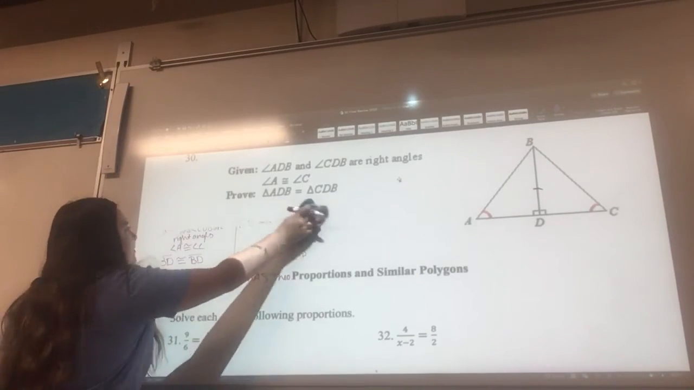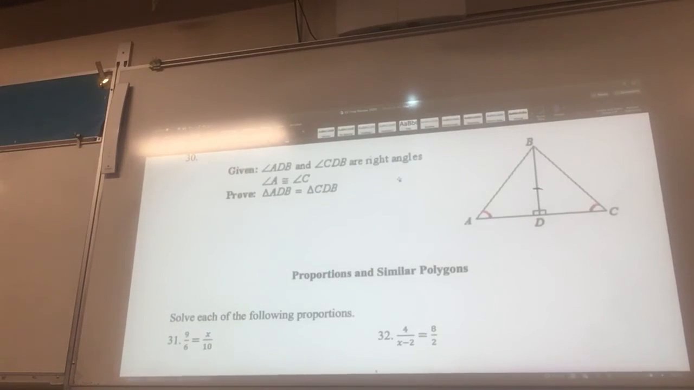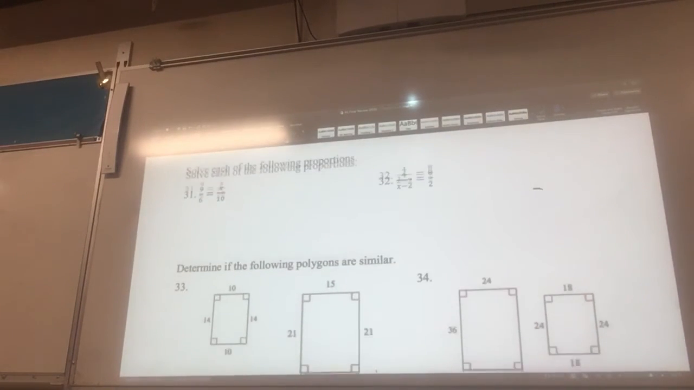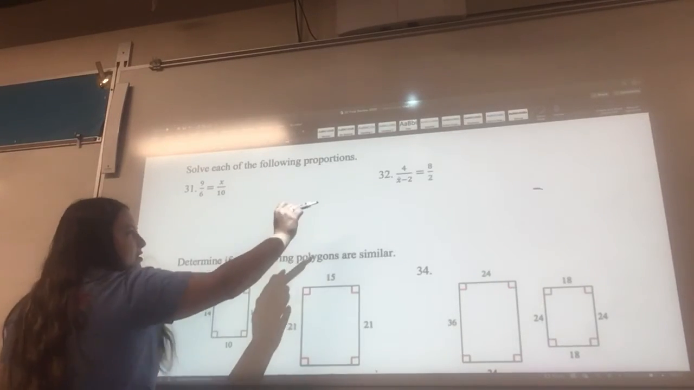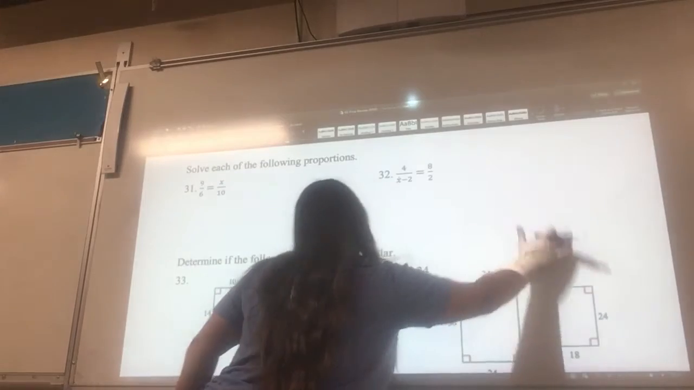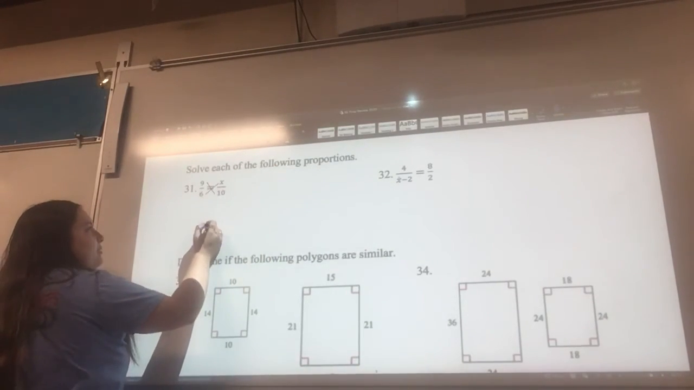Just remembering all this loveliness. This is the last assignment you have to do for me, and then you're done. So remember, solving each proportion. I'm not doing 32. I want you to do 32 by yourself. But as a quick reminder, you are cross multiplying for proportions.